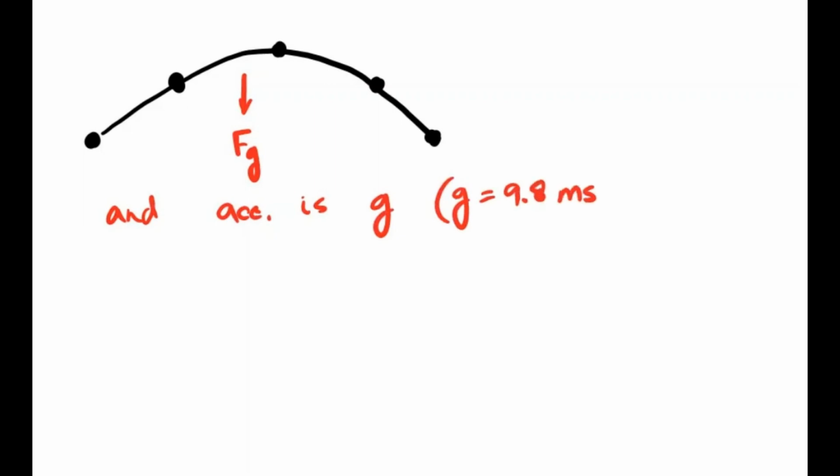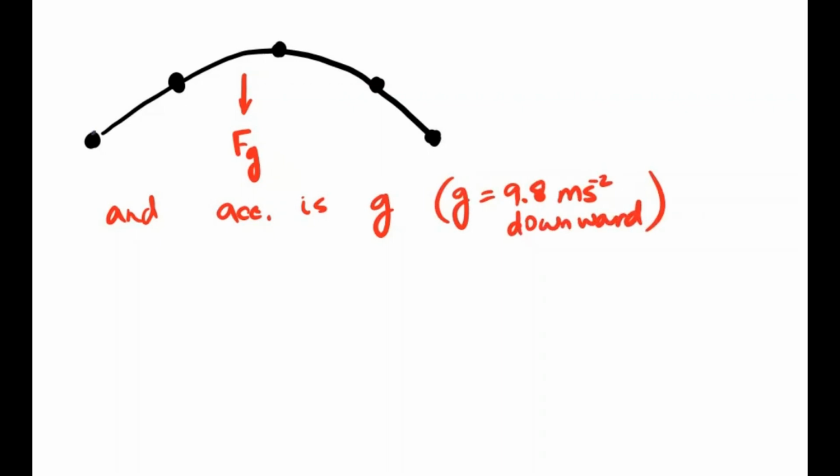Let's take a look at an example of an object thrown in the air, coming back to the ground, and following a curved path. At each point on the curve, the force is going to be the gravitational force only, and the acceleration is 9.8 meters per second squared in the downward direction.